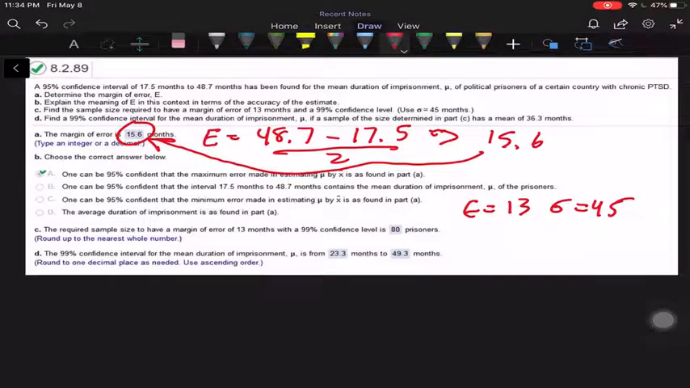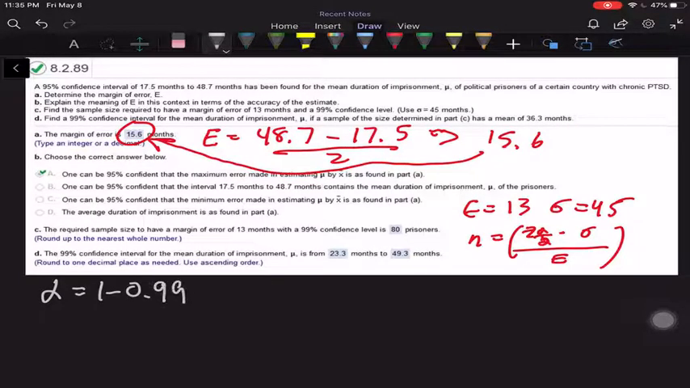So in this problem, we need to calculate the critical value, and then we can use the equation for the sample size to solve the problem. So n is equal to critical value times standard deviation divided by the margin of error. So let's go about finding our critical value first. We have a 99% confidence level. So we need to find alpha first, which is alpha equal to 1 minus 0.99, and that gives us 0.01. Now if we divide that value by 2, we get 0.005.